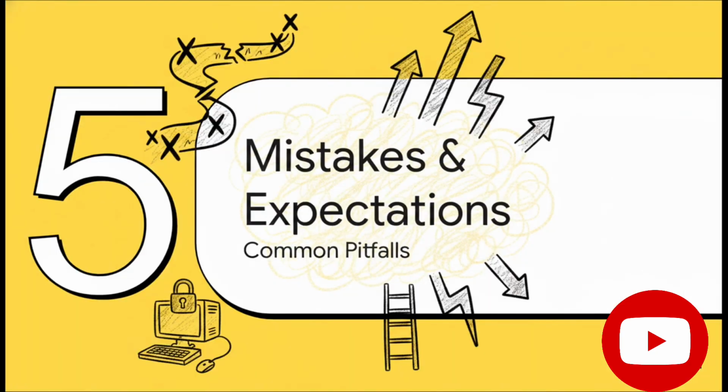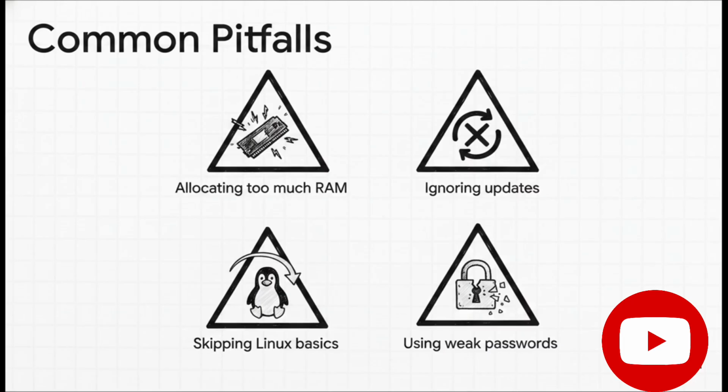Which brings us to our final part, Section 5, Mistakes and Realistic Expectations. Let's be real, knowing how to avoid common pitfalls is just as important as the setup itself. One massive mistake we have to watch out for is allocating too much RAM. If you give the virtual machine all of your system's resources, your main machine will absolutely crash, completely ruining your workflow.